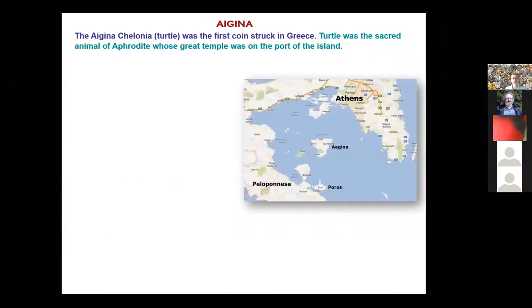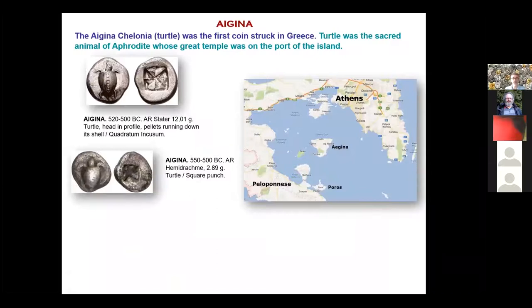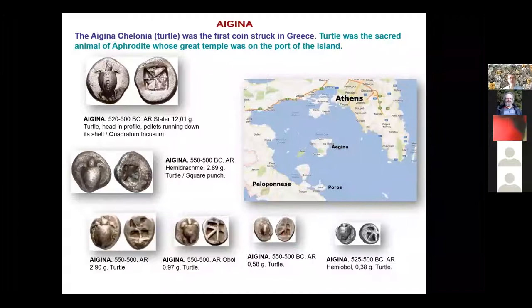Aegina was the first city that minted coinage in the western part of the Aegean. And from the beginning, they adopted the turtle as their symbol. The turtle is an attribute of Aphrodite. And this is a sea turtle, of course. And being an island, it's only normal that this city adopted this animal as their symbol.